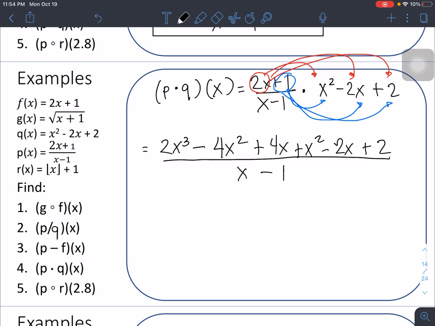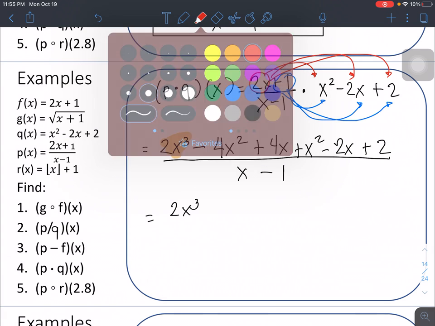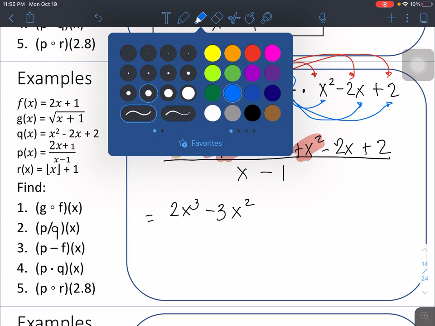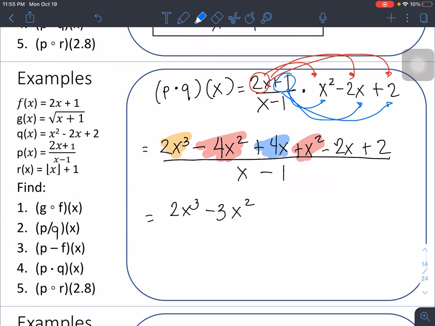So I'll just need to combine like terms. So this will be 2x cubed, followed by negative 4x squared plus x squared. This will be negative 3x squared. Next one will be 4x minus 2x will be 2x plus 2, all over x minus 1.